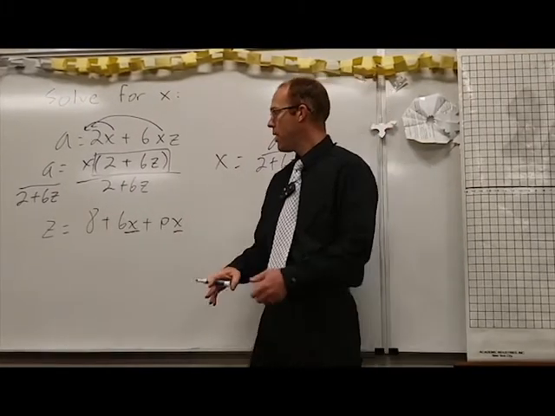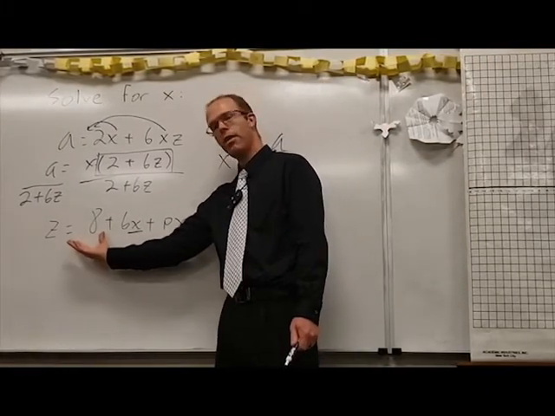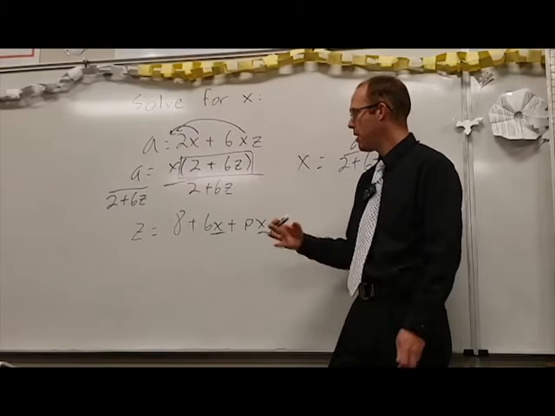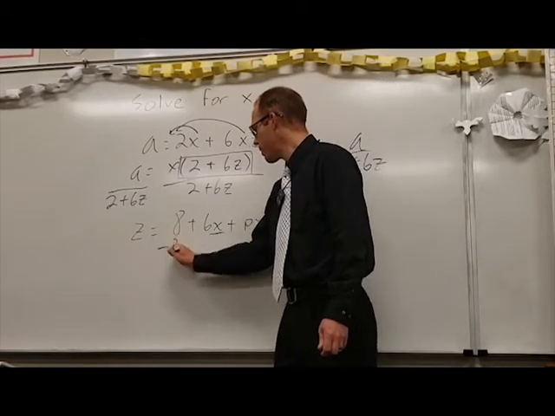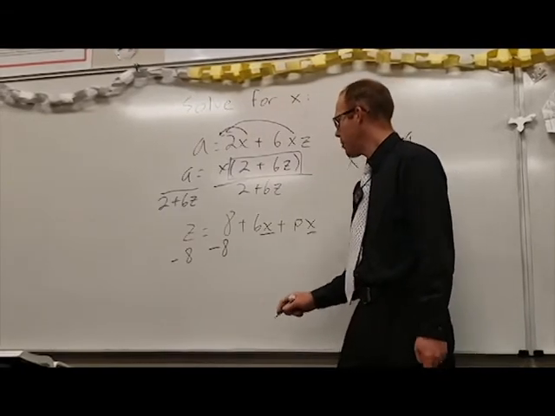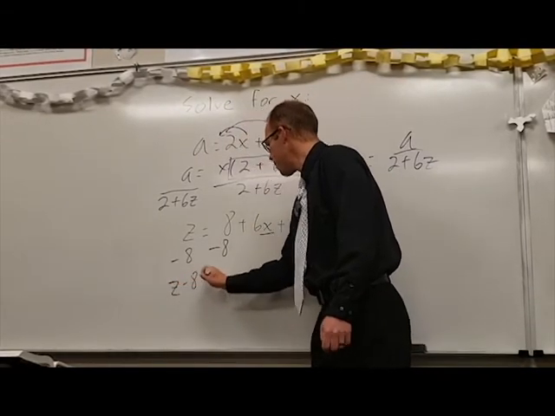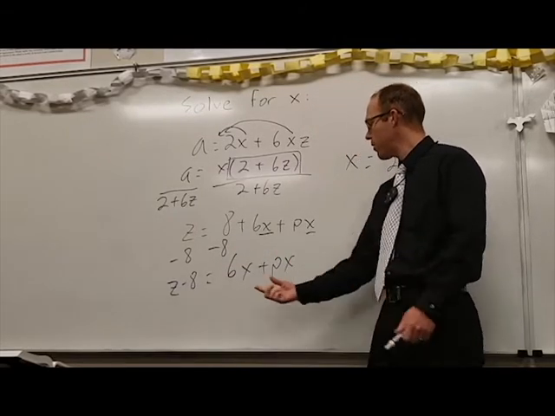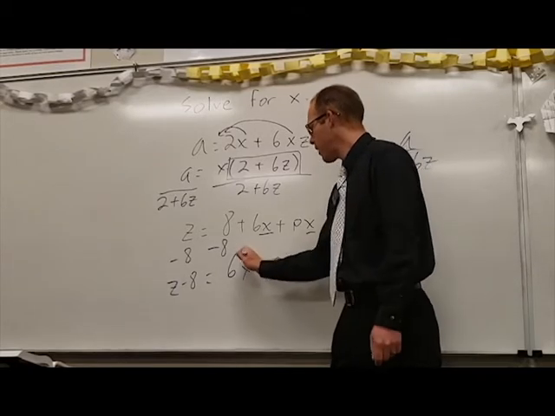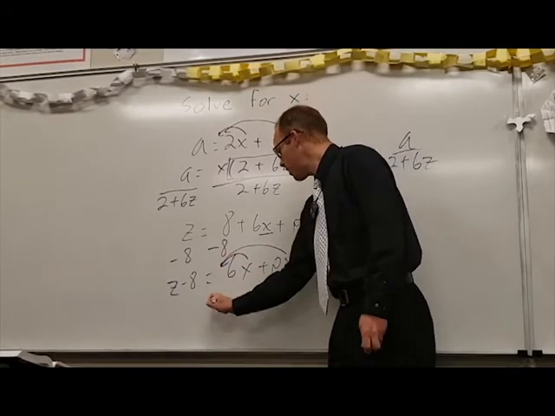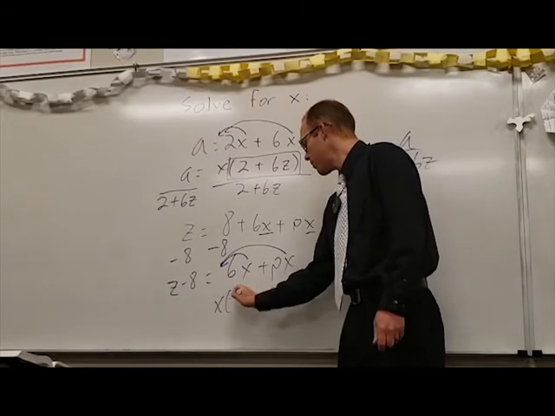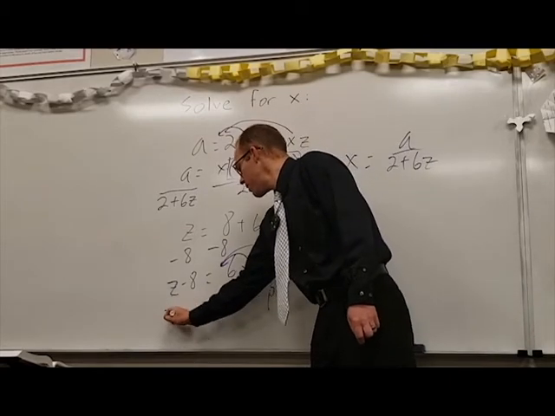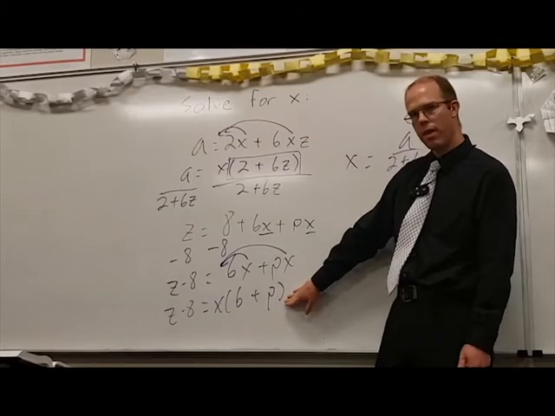Let's take a look at this one. Now the difference on this one that I wanted to highlight is that we have a term that does not have the variable. These both have an x in it, and this one does not. Please eliminate that first. So let's subtract this 8 to get it over onto the other side, and it'll make our lives easier. That gives us z minus 8 on the left side. On the right side, we're left with 6x plus px, and now these both have an x, and we can factor it out. So let's factor out that x. We get x times 6 left here in the first term, plus p left here in the second term. Over here we have z minus 8, and now we're ready for that division like we did before.